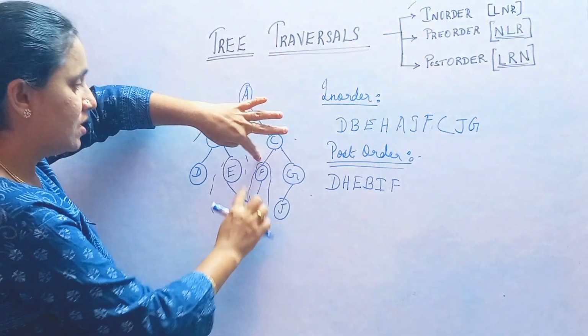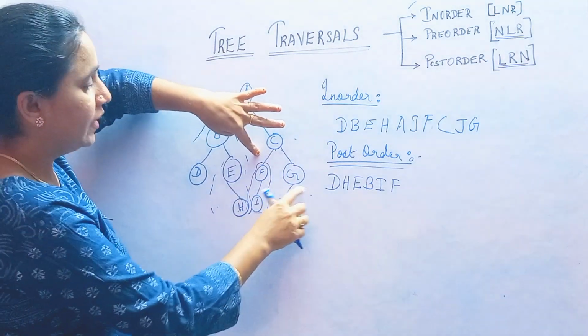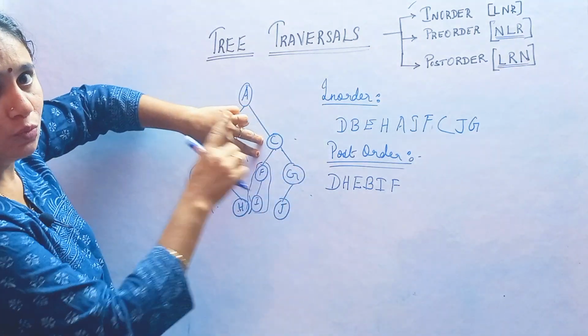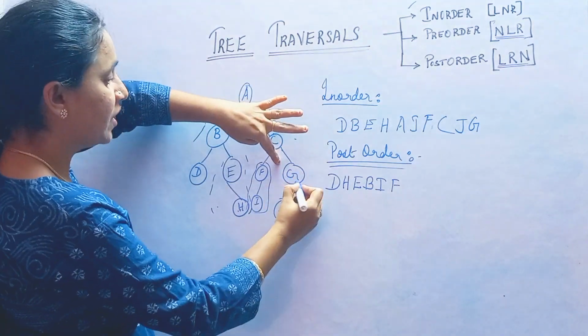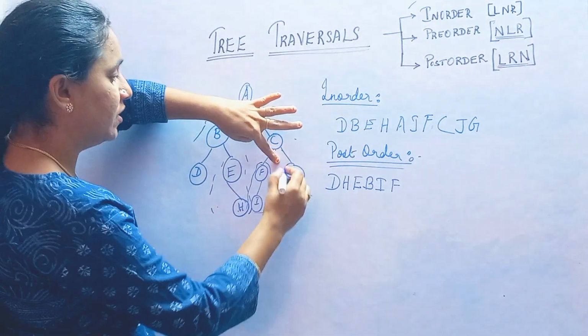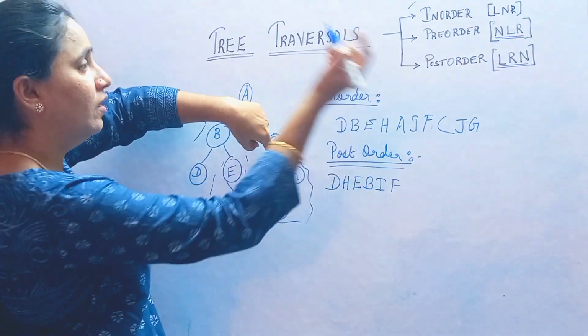After finishing this, jump over here, because this is finished, left is finished, then right node, and then only I should move to the root node, isn't it? So jump over here. If you see, G is not a child node, it is having a subtree. Can you understand? So apply the traversal.